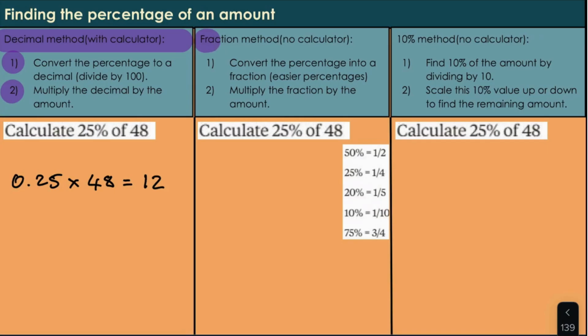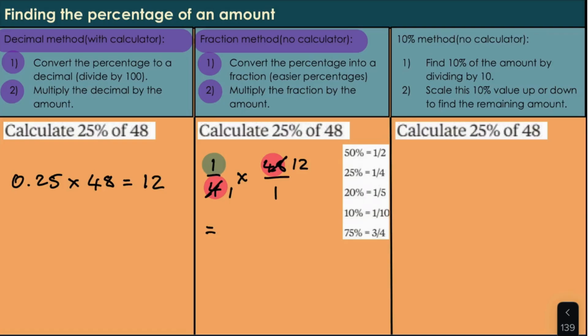Next up, our fraction method without a calculator. We follow these two steps. 25% as a fraction, that would be 1/4. We multiply. 48 is a fraction, 48 over 1. When we multiply fractions, we look for cross-cancelling. 4 and the 48. What is the common factor? It is 4. Divide by 4 is 1. Divide by 4 is 12.